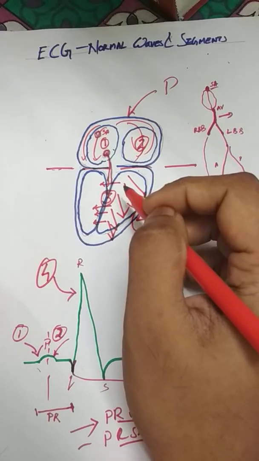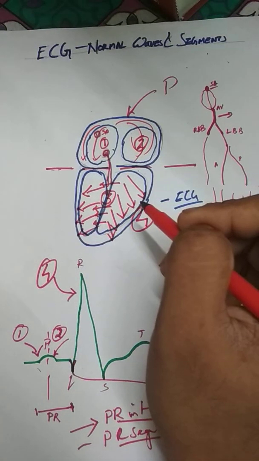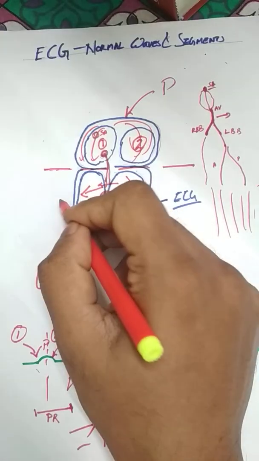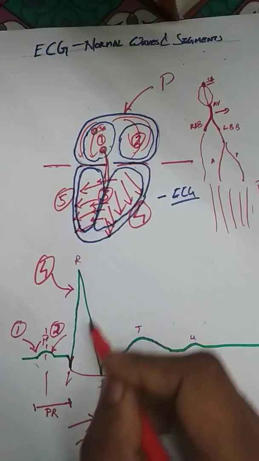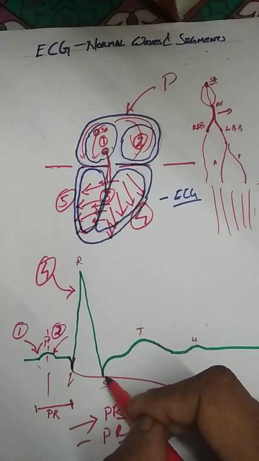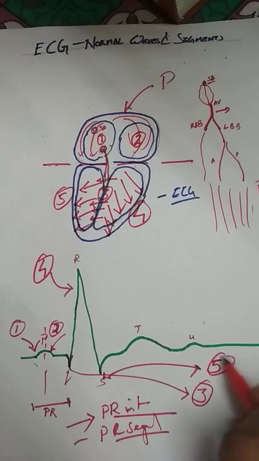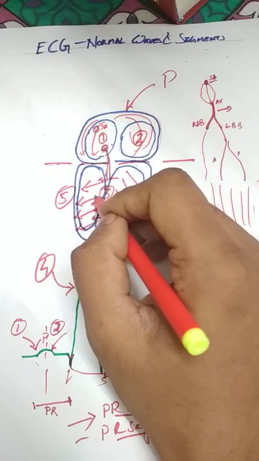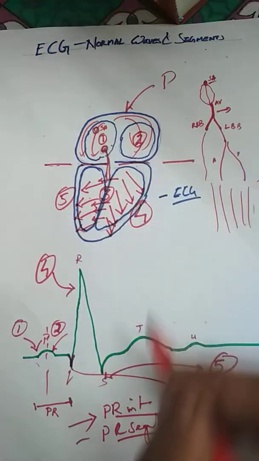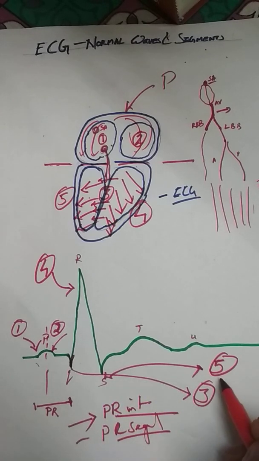Then following that, there is depolarization of the right ventricle, which is represented by a negative wave, the S wave. So the fifth part is the depolarization of the right ventricle, which is represented in the ECG by the second negative wave, which is the S wave.